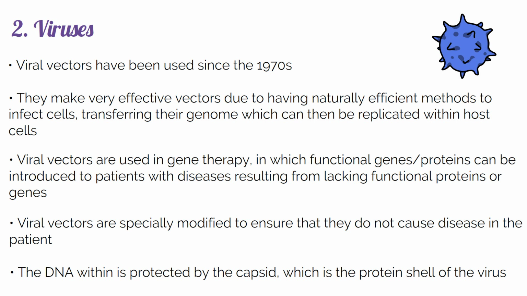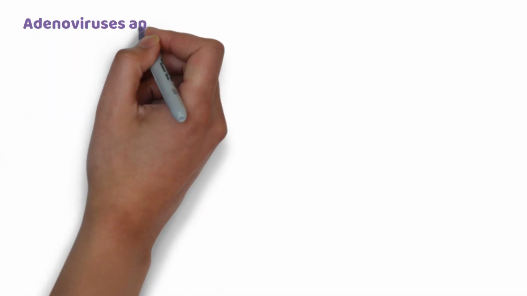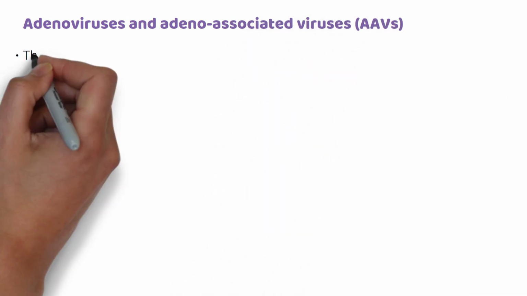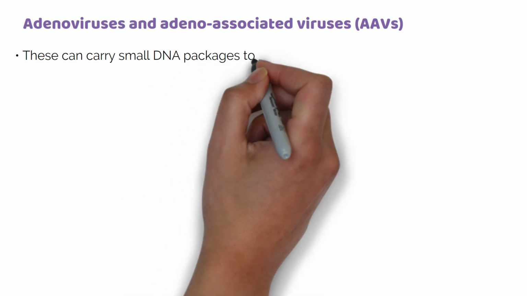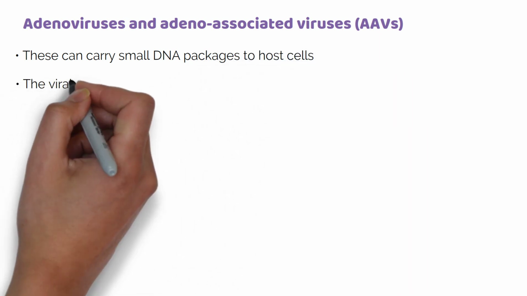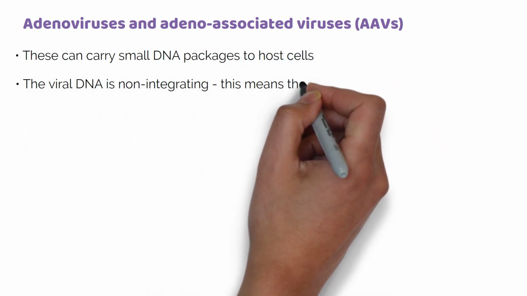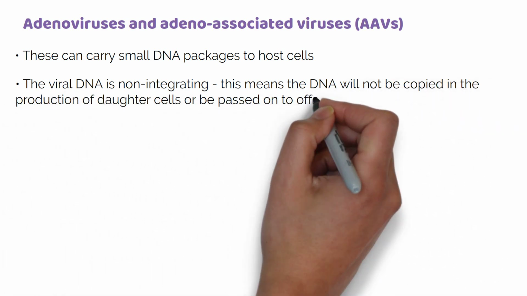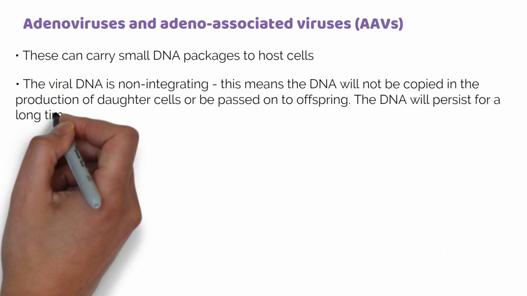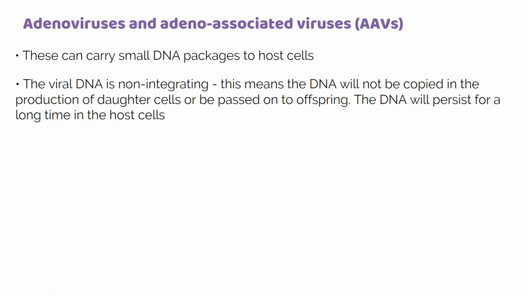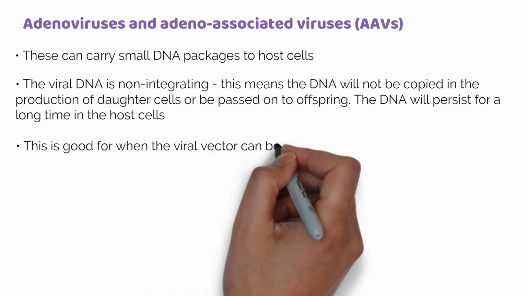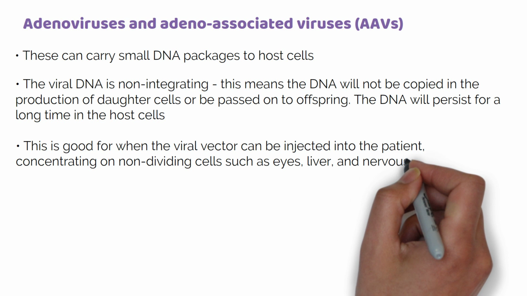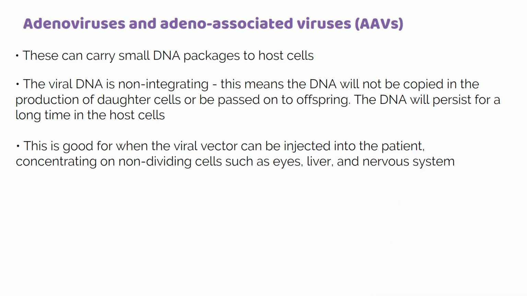Some examples are adenovirus and adeno-associated viruses, or AAVs. These carry small DNA packages to host cells. The viral DNA is non-integrating. This means the DNA will not be copied in the production of daughter cells or be passed on to offspring. The DNA will persist for a long time in the host cells, which is good for when the viral vector can be injected into the patient, concentrating only on non-dividing cells, such as cells of the eyes, liver, and nervous system.